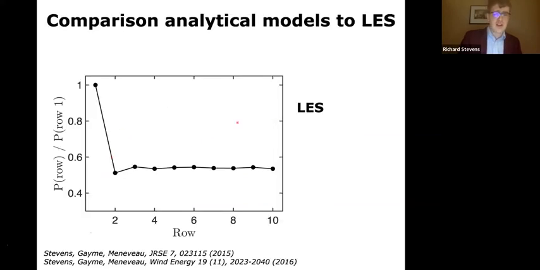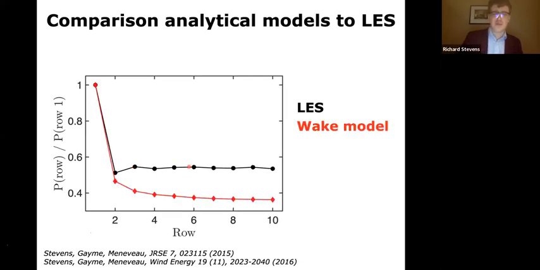So these are the large eddy simulation results that I showed you earlier. So it's again normalized power production versus power production on the first row, and then as a function of downstream position. So it's the curve that we discussed where the first turbine is producing the most, the second turbine is producing a lot less due to the wake effect. And then the third turbine is benefiting from the vertical kinetic energy flux, giving a balance between how much energy each turbine takes out versus how much energy is replenished from above.